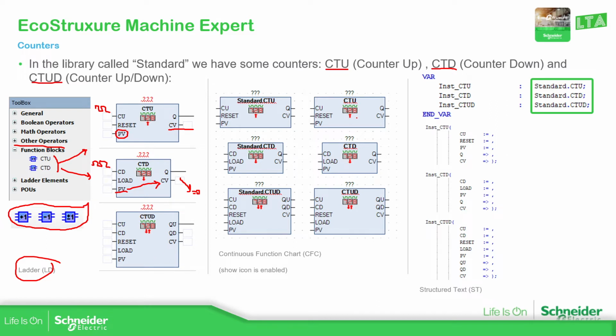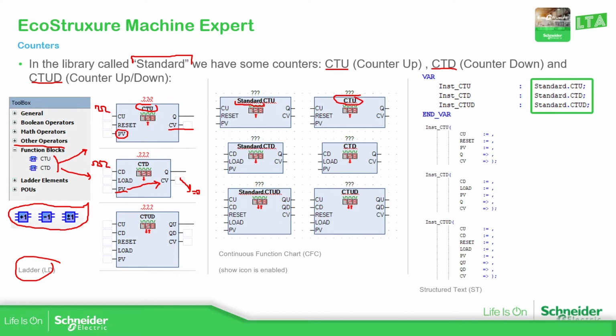The same behavior is in the CFC. One important thing is that these three function blocks are inside the standard library. So you can directly type CTU, CTD, or CTUD in the function block, but you can also use the name of the library, the namespace, followed by CTU. This is not mandatory, so you can use directly the name that you have.